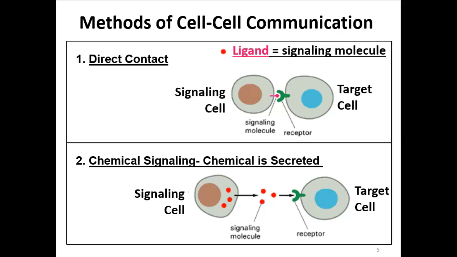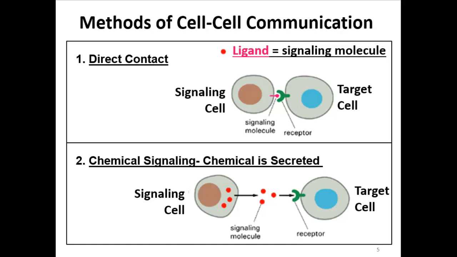In this case, the signal is shown in pink in the diagram, and it's referred to as a ligand or a signaling molecule. The target cell has a molecule that binds to this signal. That molecule is a receptor, and is shown in green. The second method also involves a ligand and a receptor interacting, but in this case, the signaling cell secretes the ligand or releases it. The ligand then binds to the receptor on a target cell, just like before.